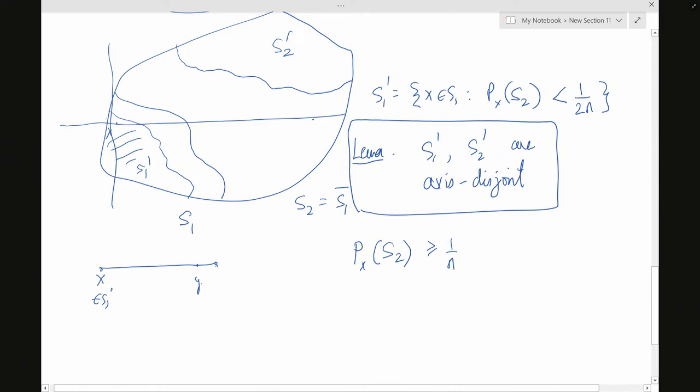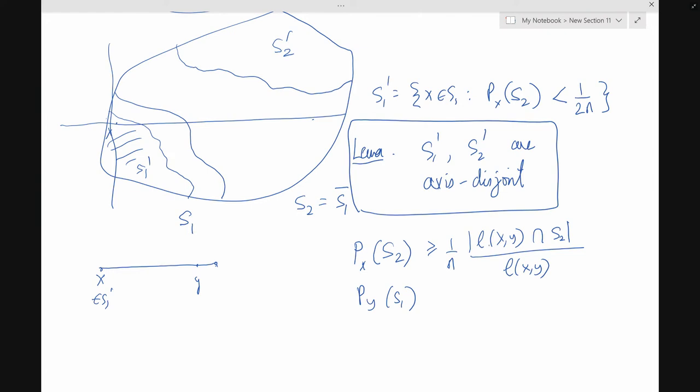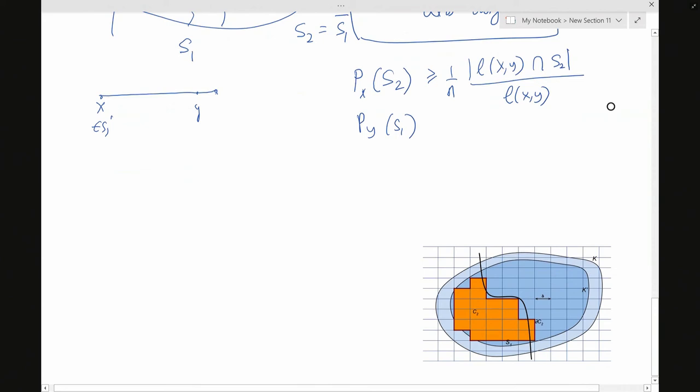the length of this chord between x and y intersected with S2, because then you're stepping into S2, divided by the length of the chord. And 1 over n, because I have to pick this axis, whichever axis they're on. And you get the same thing for the other one too, px, py, S1. So when you add them up, you get the length of xy, because S1 and S2 cover the whole set. But we know that the probabilities are less than 1 over 2n, but if these two add up to 1 over n, one of them is greater than 1 over 2n. It's a simple contradiction.